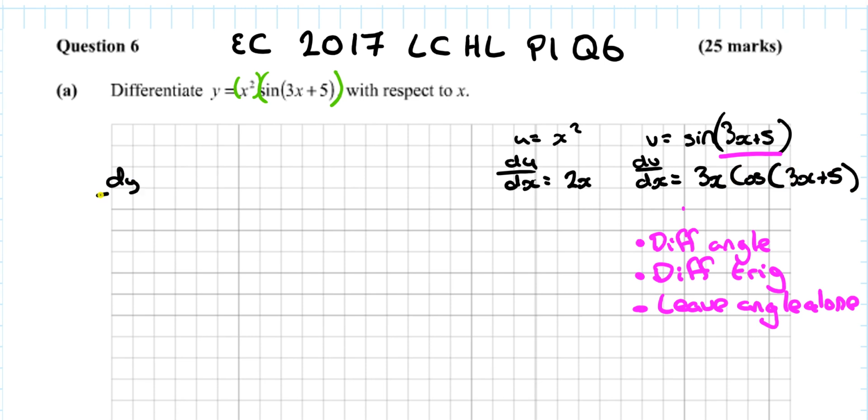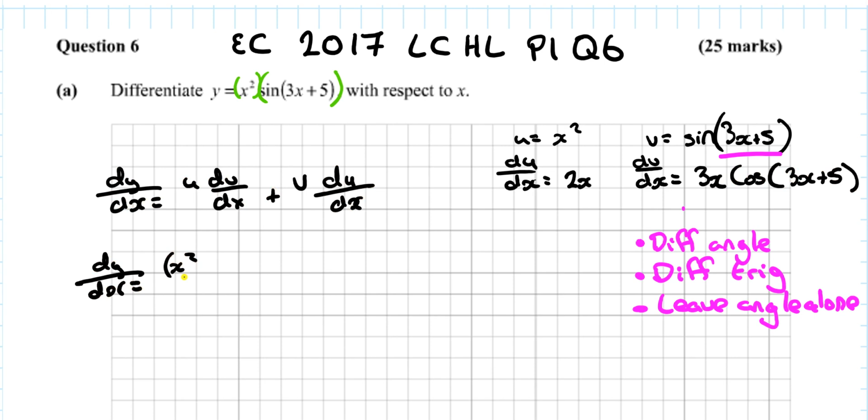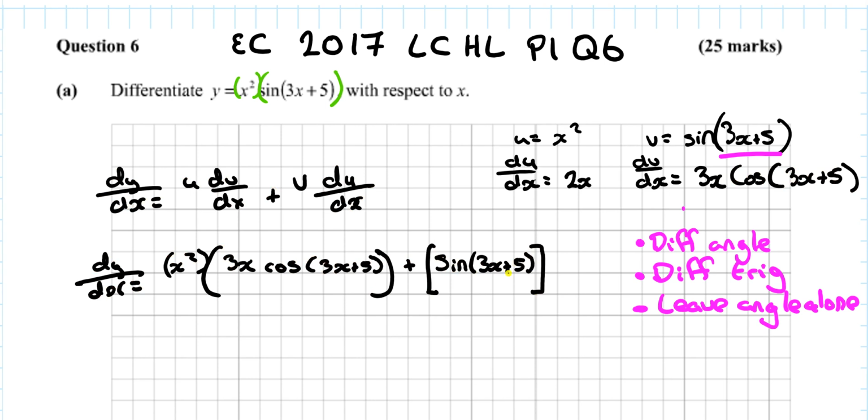And then we're going to go dy dx is equal to u dv dx plus v du dx. So dy dx is equal to x squared times dv dx, which is 3 cos of 3x plus 5, plus v, which is sine of 3x plus 5. And I'm going to put a square bracket around that because when I'm multiplying it by the 2x, it does not get multiplied in here. It gets multiplied by the whole thing.